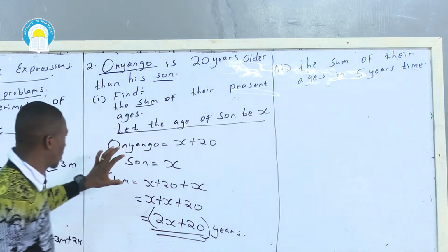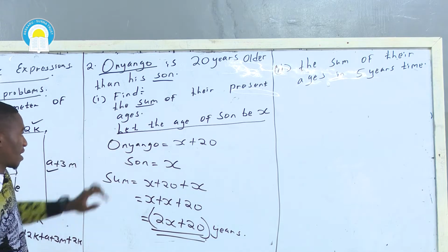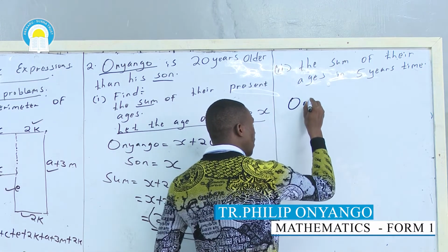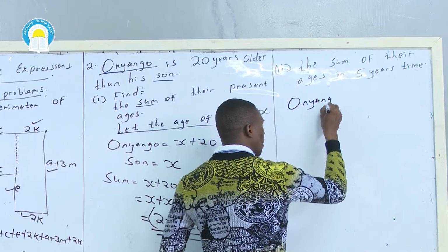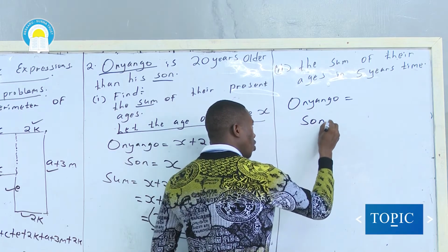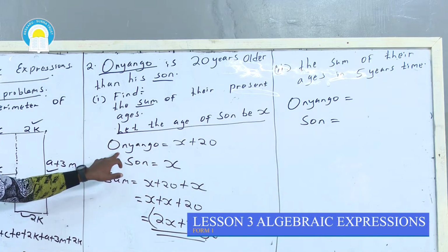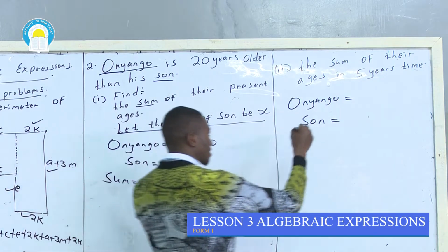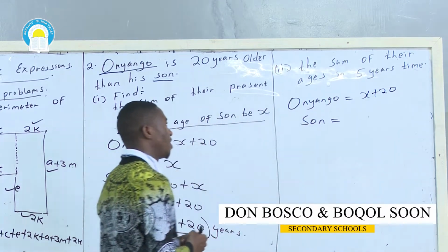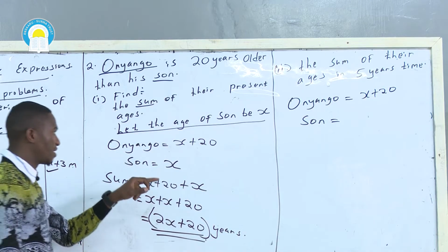So I will come back here and look at the present ages of Onyango and son. I will write the same individuals. We have Onyango, equals, then we have son, equals. When you look at Onyango, Onyango's age is x plus 20. That is the age of Mr. Onyango right now. The age of the son is x.